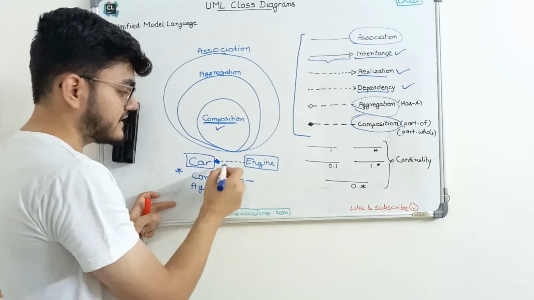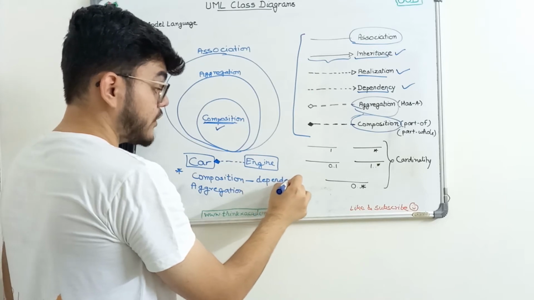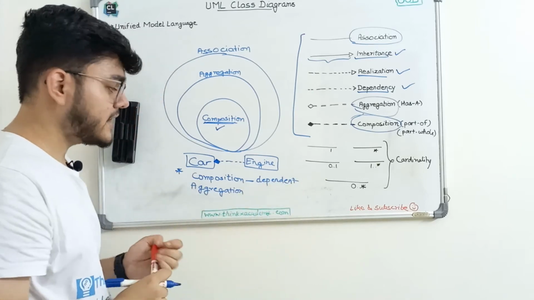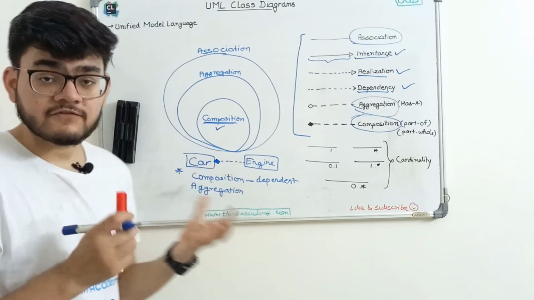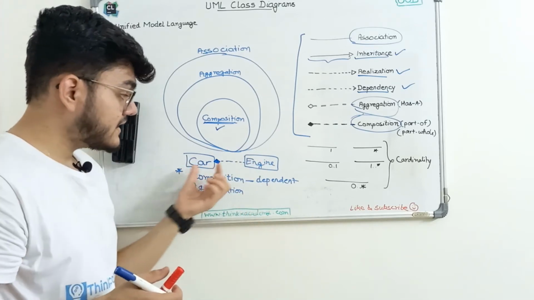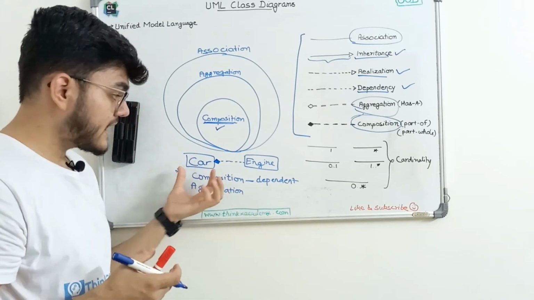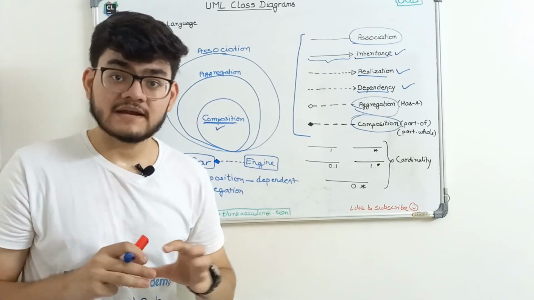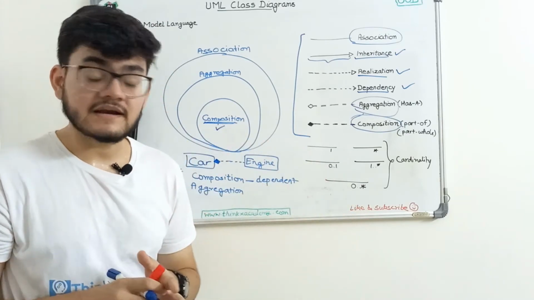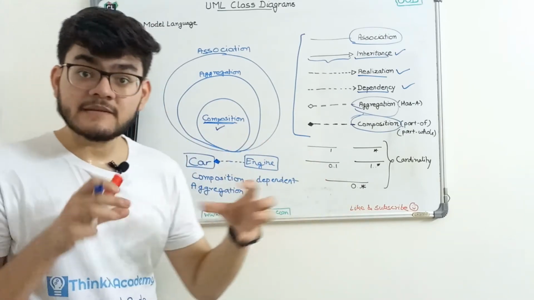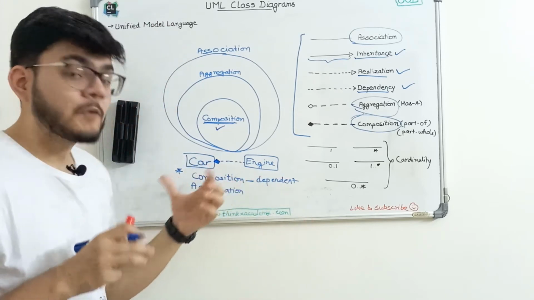In composition, we say that the objects will be dependent on each other and will not exist independently, right? So can we answer this question? Engine is a part of car. The answer is yes. So this is the second question we will have to ask ourselves. Can car and engine exist independently? The answer is no, because an engine will have no use if it is not inside the car. So they are highly dependent on each other. If they are highly dependent on each other, it means the relationship is composition.